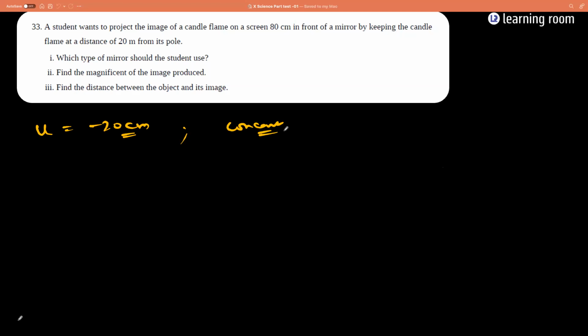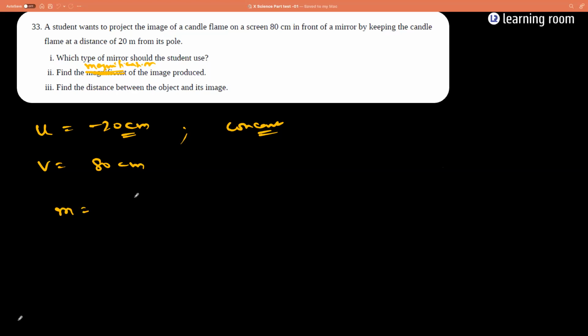Actually there is a mistake. It is not magnificent, it is magnification. I hope you understood it. Find the magnification of the image produced. For that, I need to calculate. So how do I calculate the magnification? V is 80, yes, sir.